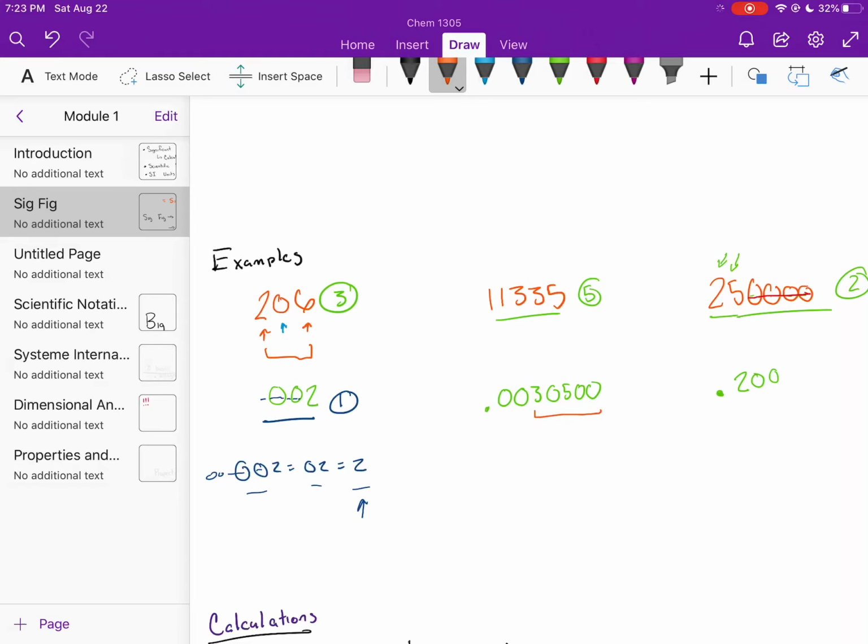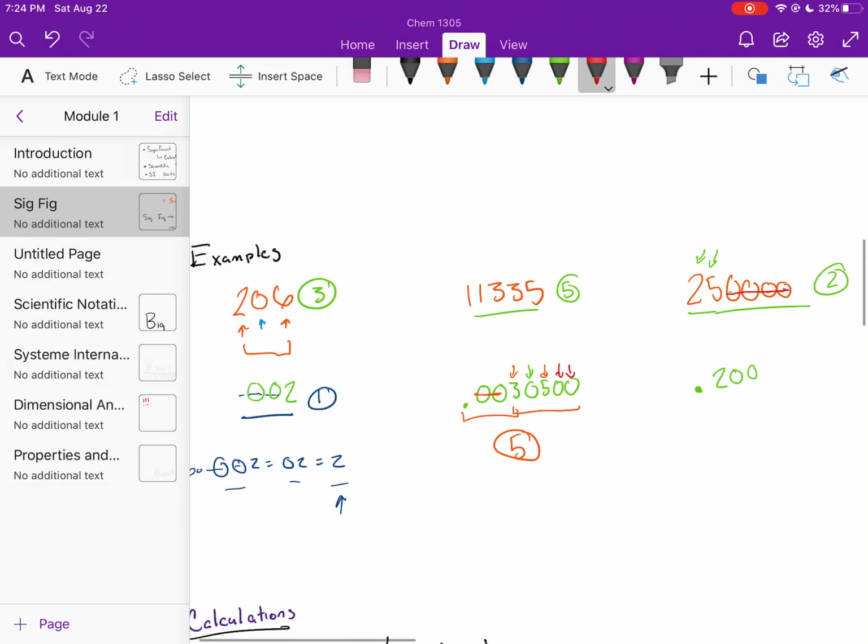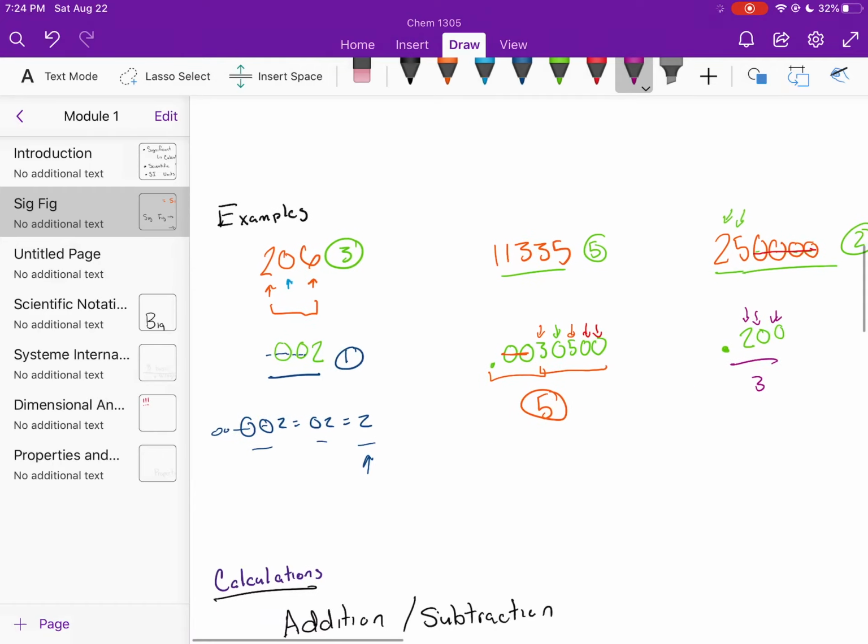Let's look at this number. Oops, kind of gave you the answer, because that's 5 significant figures. Again, leading zeros don't count. You got 1, 2, sandwich rule, and trailing zeros. So that's 5. And this one, 3. Pretty simple stuff, right?